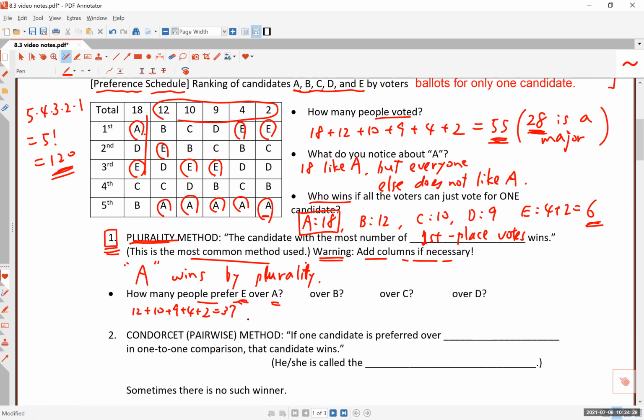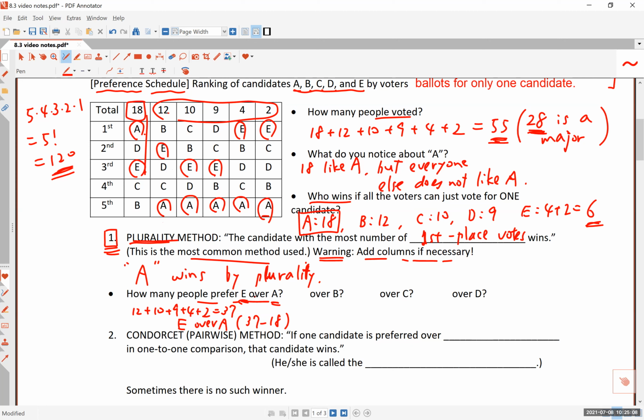So E wins over A, and the score is 37 to 18. These 18 people would prefer A over E, but the rest of the people, 37 people, like E over A. Now this kind of comparison is called a pairwise comparison or one-on-one comparison. You're basically picking one candidate and another candidate and seeing how many people prefer one over the other.